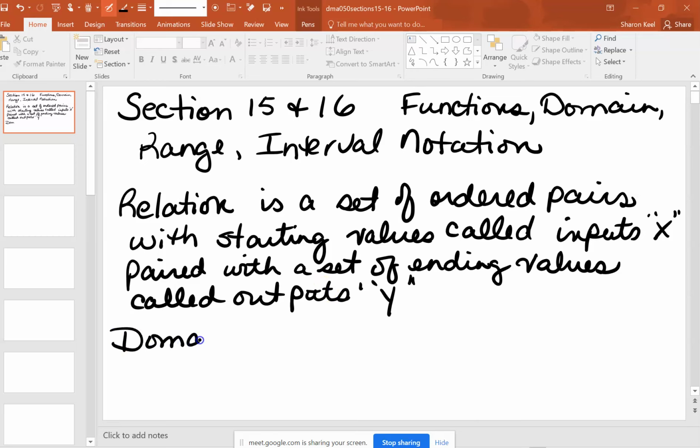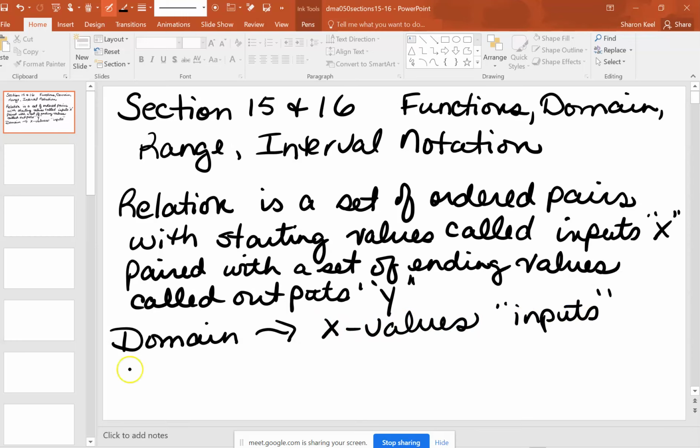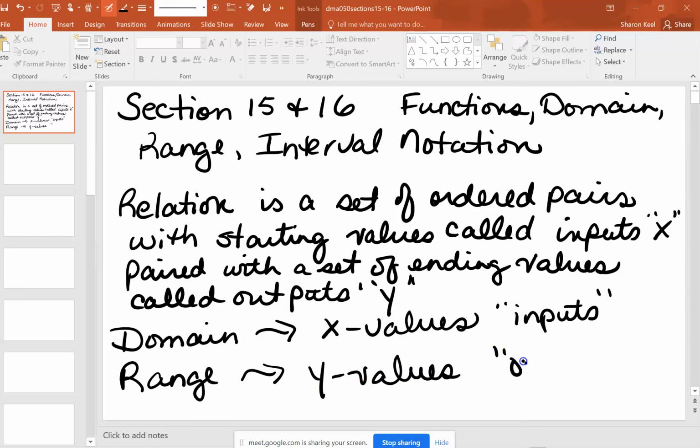The domain itself is what we call the x values of these. And the x values can also be called, as we said here, the inputs. The range are the y values, or what we call the outputs.